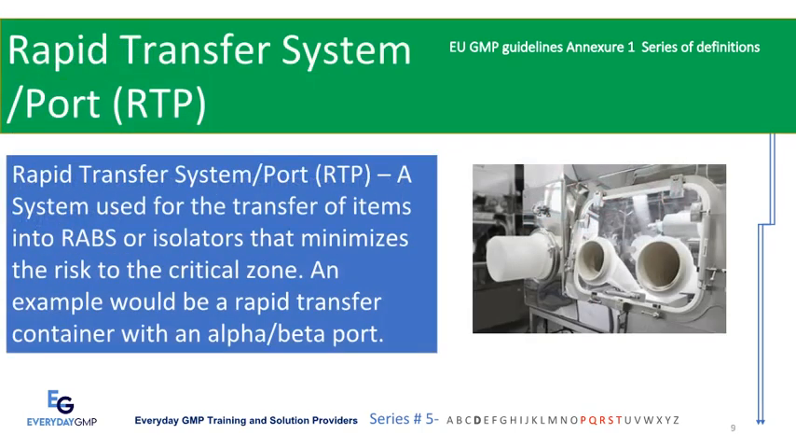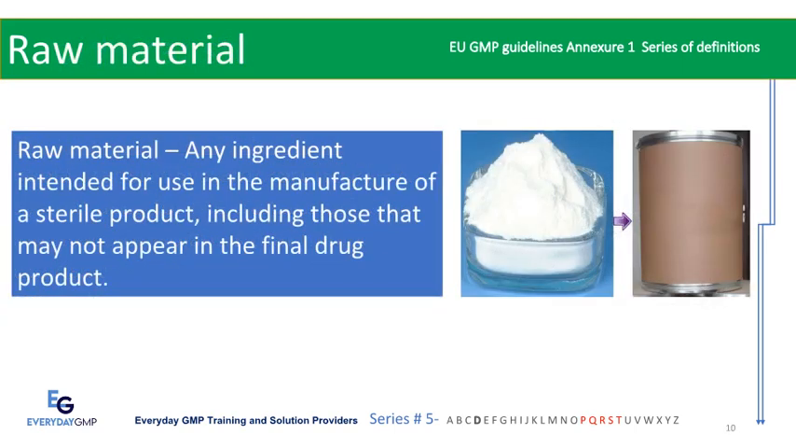Rapid Transfer Port, RTP: a system used for the transfer of items into RABS or isolators that minimizes the risk to the critical zone. An example would be a rapid transfer container with an alpha, beta port. Raw material: any ingredient intended for use in the manufacture of a sterile product, including those that may not appear in the final drug product.